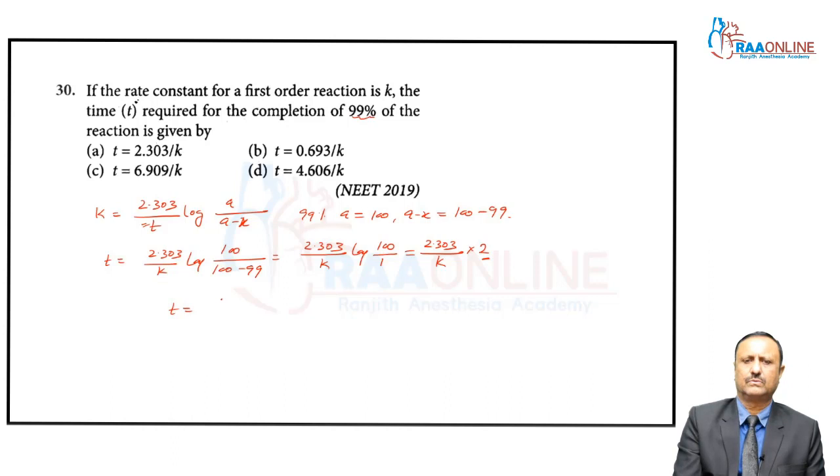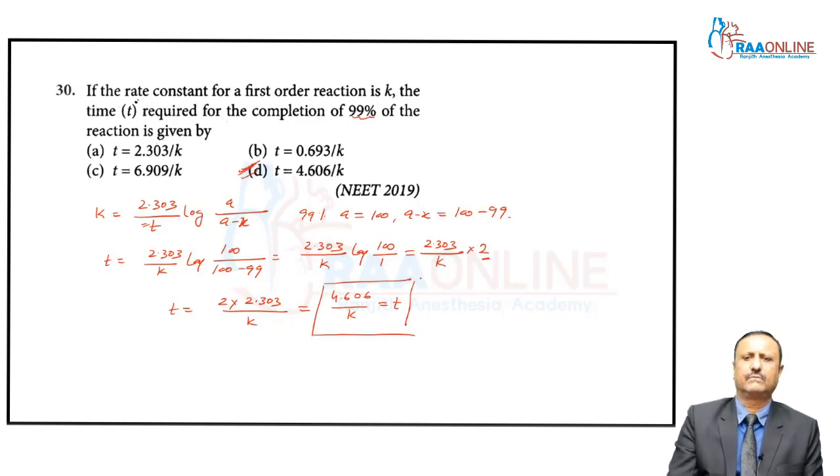So t is equal to 2 into 2.303 upon k. So, my dear students, you can see here 4.606 upon k, you get t, and this is the answer to your question. So you can go with answer D for question number 30, because here t is equal to 4.606 upon k.